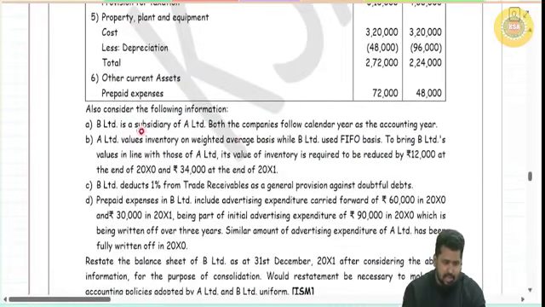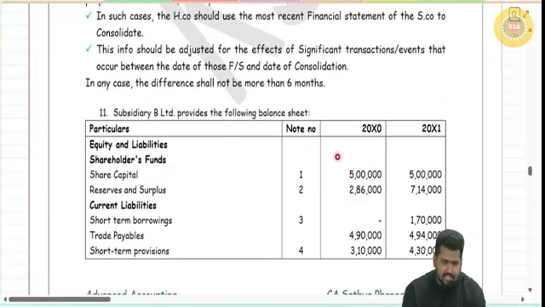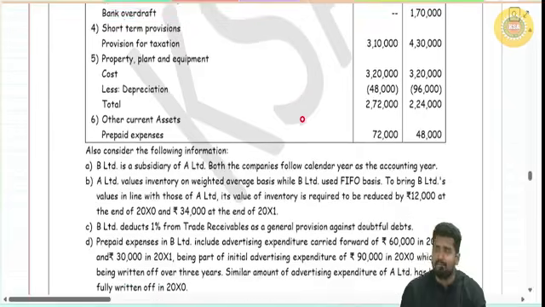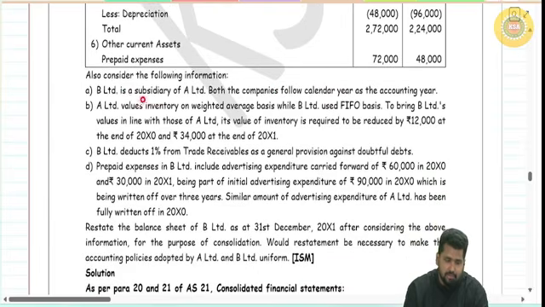Okay, quickly I'll tell you. B Limited is a subsidiary of A Limited. Everything of B Limited's data they have given. So B Limited is the subsidiary.